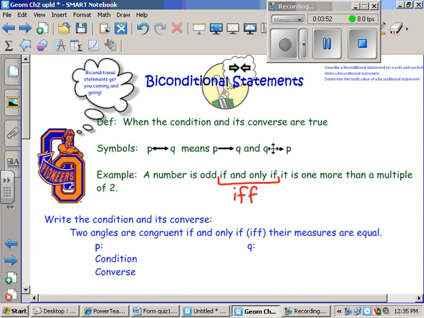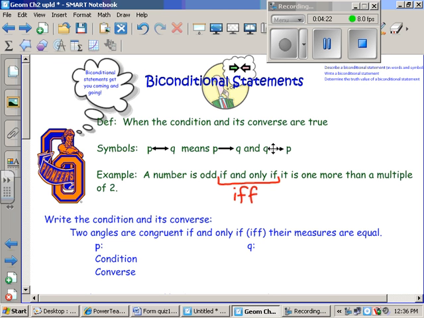7. Give me another multiple of 2. 10. One more than that? 11. Are those all odd? Can you think of a time it wouldn't work? No. So that's true. If a number is odd, then it is one more than a multiple of 2. And if it is one more than a multiple of 2, then the number is odd. Does that also work? Yeah, that also works. So that's why we can write it as a biconditional statement with the if and only if.